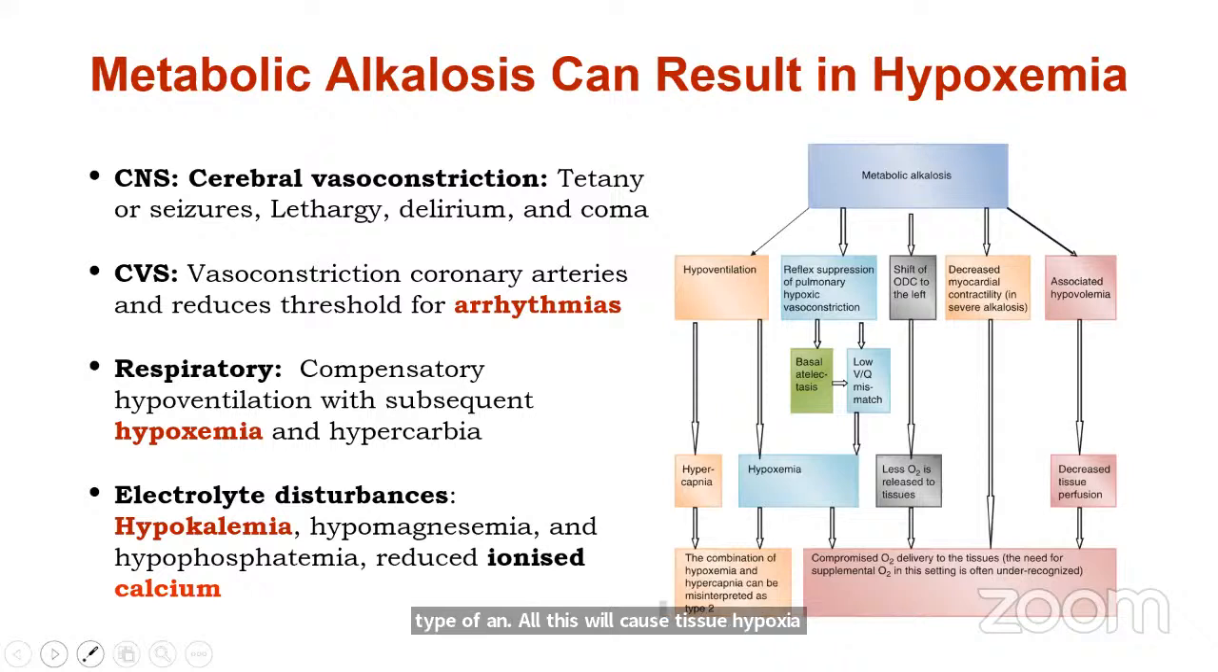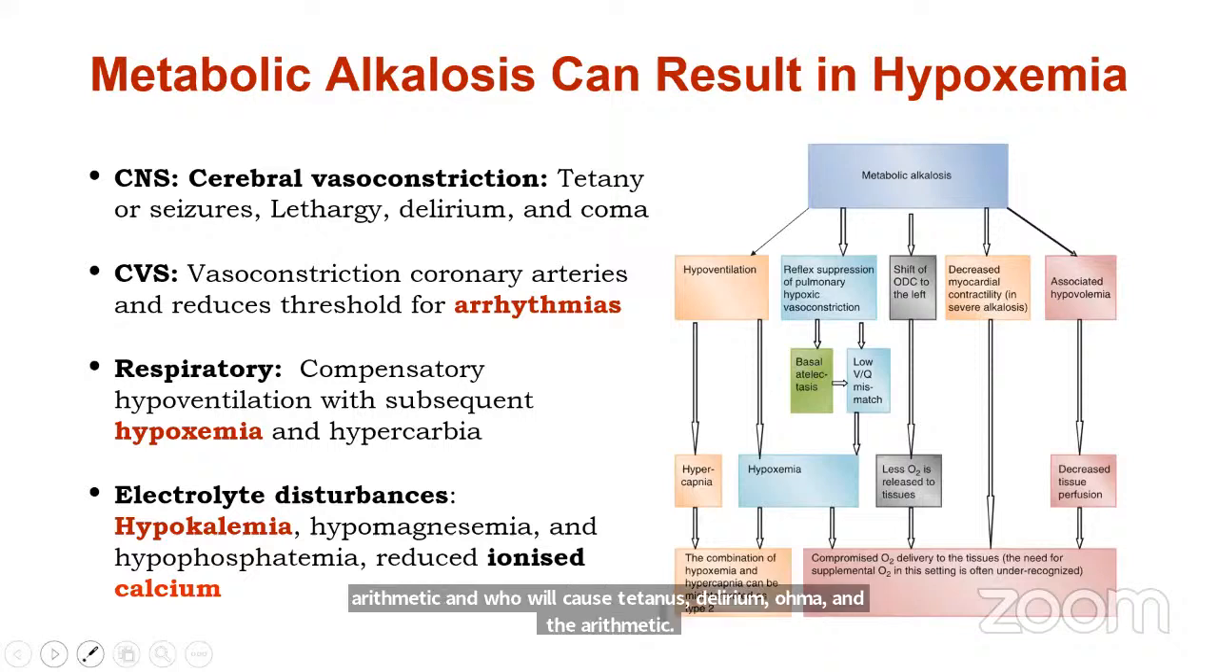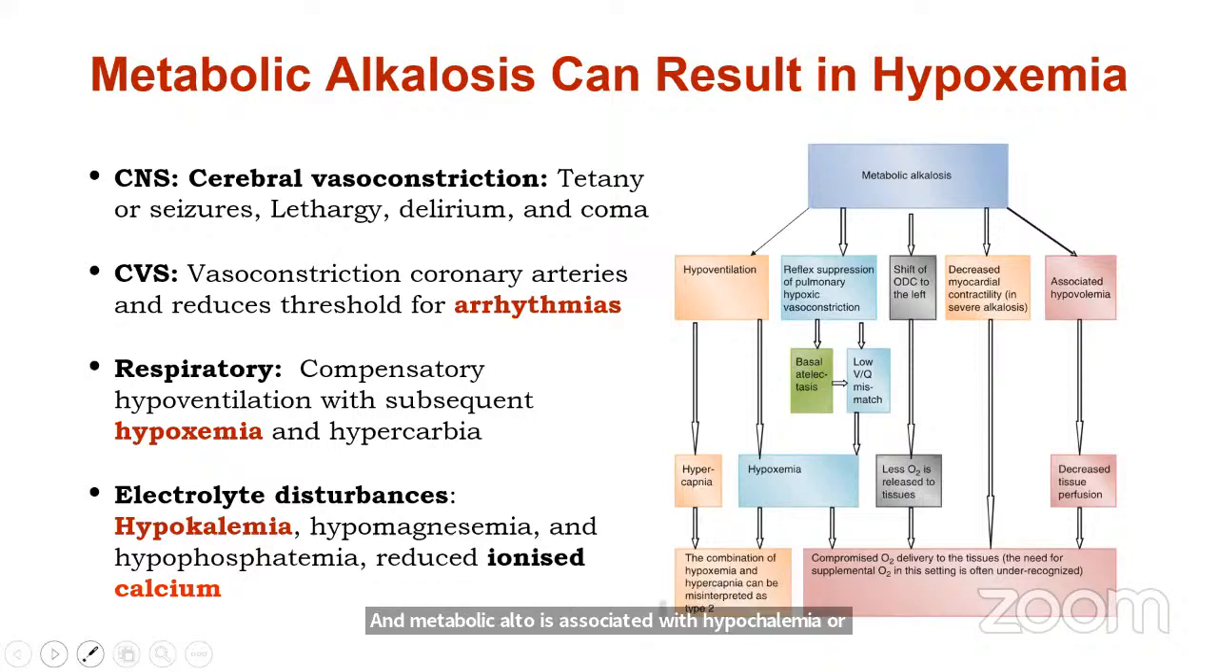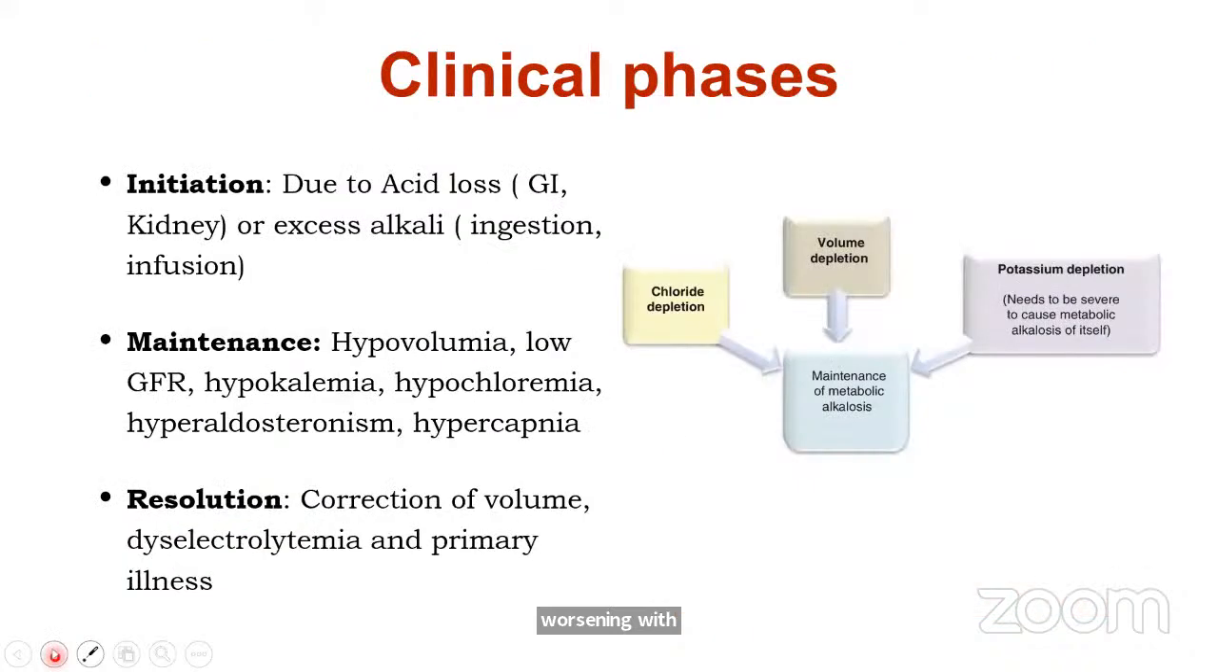Along with that, alkalosis will cause vasoconstriction of the coronary arteries as well as the cerebral arteries, and will cause tetany, seizures, delirium, coma, and arrhythmias. And metabolic alkalosis is partially associated with hypokalemia or worsened by hypomagnesemia, hypophosphatemia, and reduced ionized calcium. So metabolic alkalosis is not a benign problem, and has lots of systemic complications.